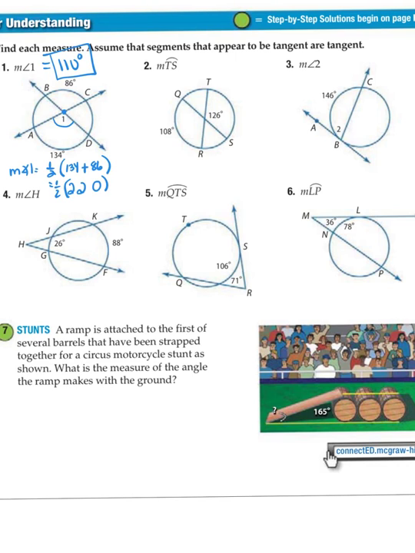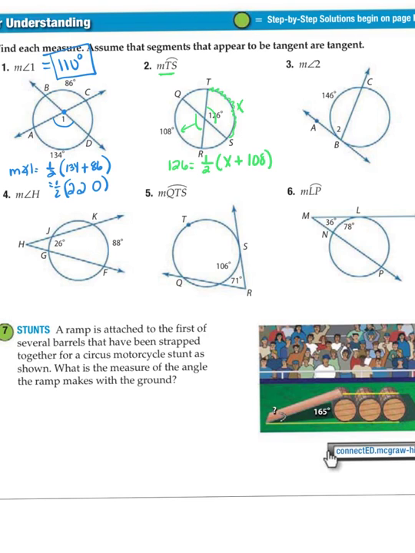On to number 2. This time we're asked to find the measure of arc TS. So we still know that the interior angle in there, that 126, is 1/2 of that arc we're looking for, I'm going to call it X, plus the vertical angle's arc. That's going to be 108.